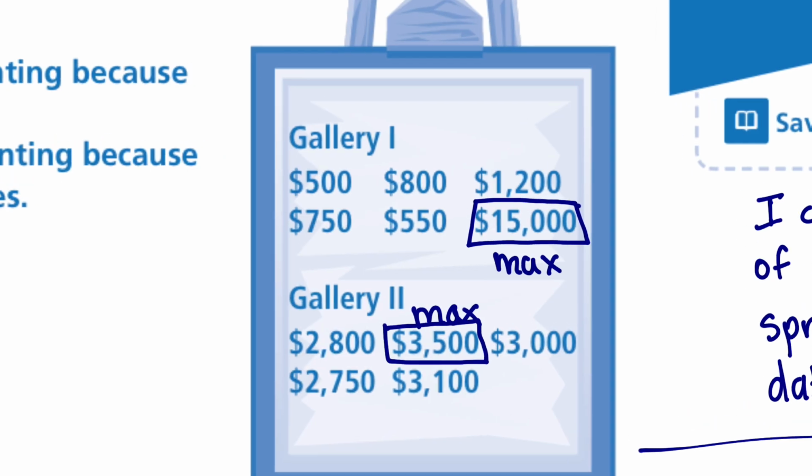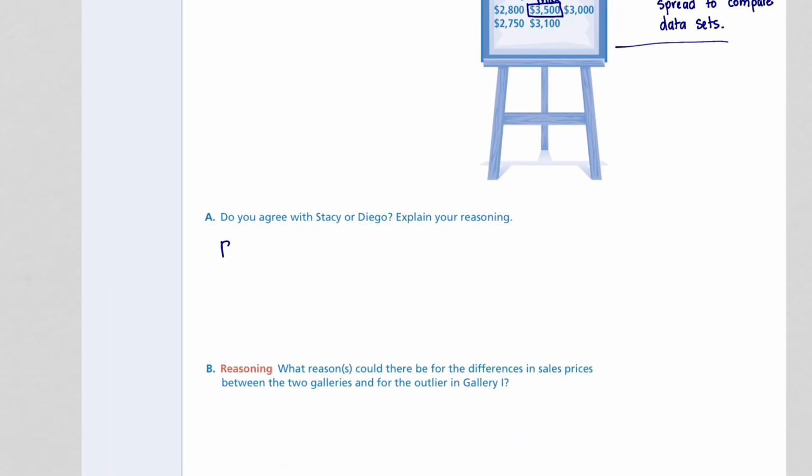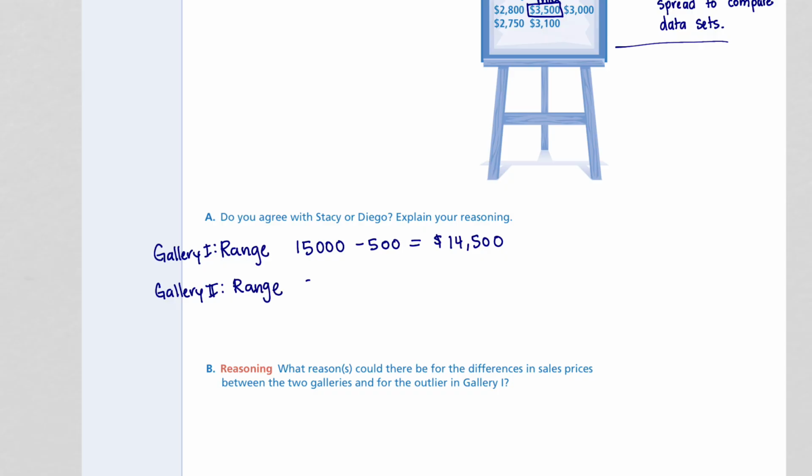When we look at Gallery 1, the minimum value was $500. So if I was looking at the range for Gallery 1, the range would be $15,000 minus $500, and that would give me a range of $14,500. This is for Gallery 1. For Gallery 2, the range goes from $3,500 being the maximum amount a painting was sold, and the minimum value is $2,750. So that means that our range is $750.